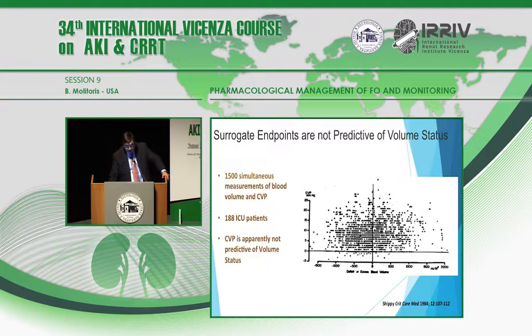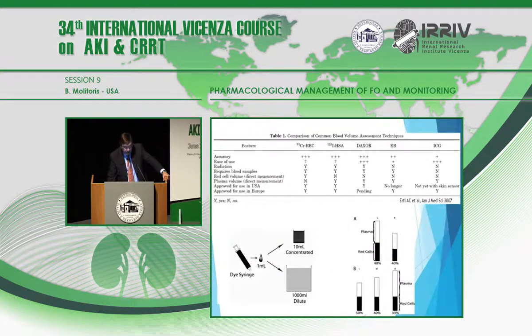This is just looking at CVP in a large number of patients, looking at the deficit or excess of blood volume in those patients when it was measured, and you can see how wonderful a tool it is. You already know that. So what do we have to measure plasma and total body volume? Well, in Europe, you have the chromium-labeled red cells. We don't have those in the United States. We have iodine-labeled albumin. We have the Daxor, which is basically a commercialized iodine-labeled albumin.